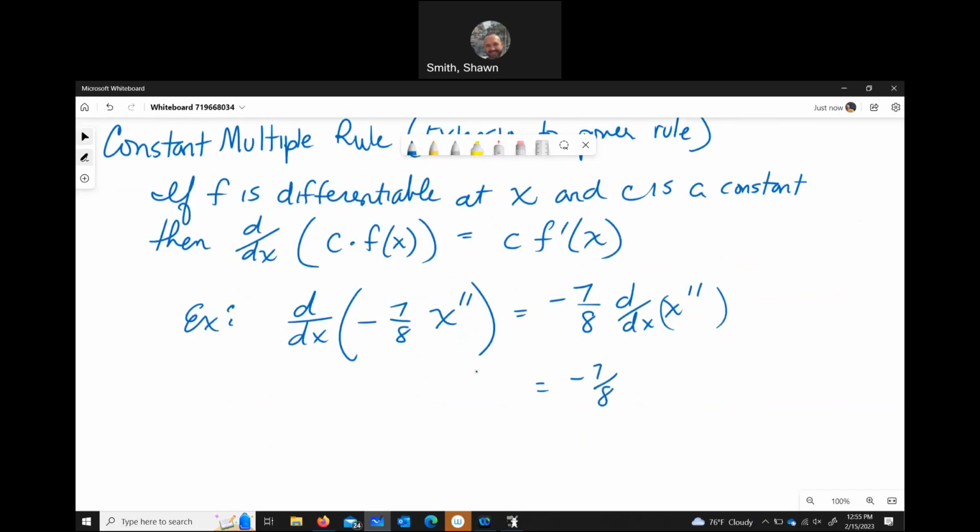This is negative 7/8 times the derivative of x to the 11th, which is 11x to the 10th. Right? And now you can take these two constants and multiply them together, which gives negative 77/8 times x to the 10th. So you see how you can just take the 11 and multiply it by the negative 7/8 at the beginning to get your new coefficient. Keep the variable, reduce the exponent by 1.